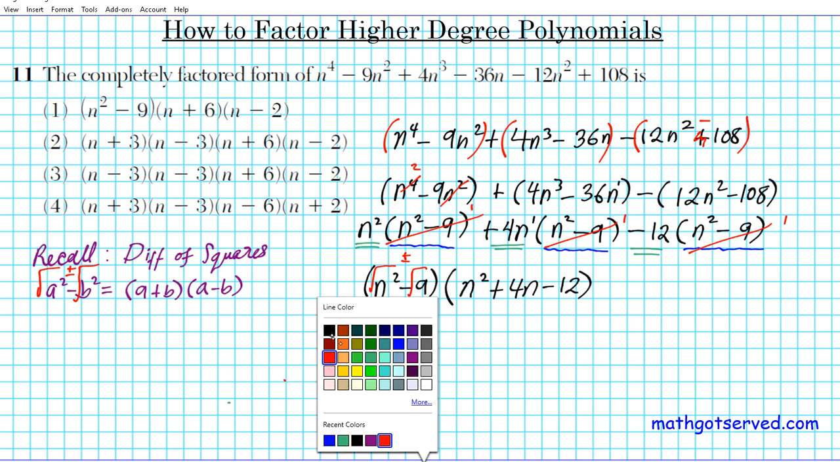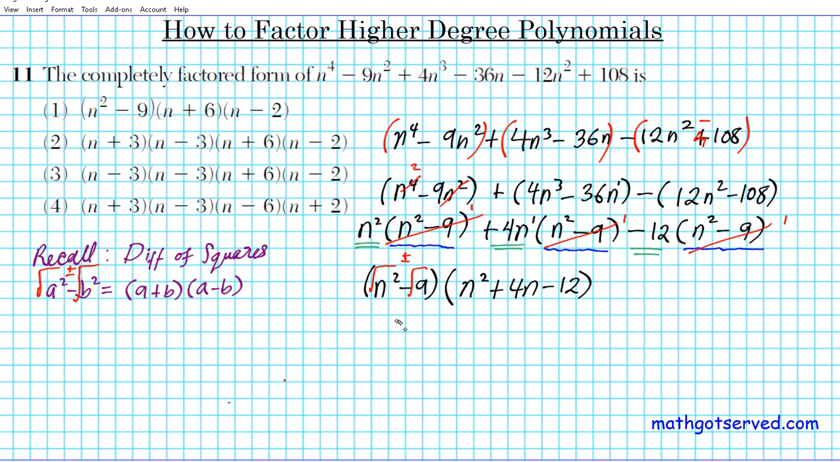So the factorization of n squared minus 9 is n plus, so the square root of n squared is n, the square root of 9 is 3. Okay, n plus 3 times n minus 3. Bam.